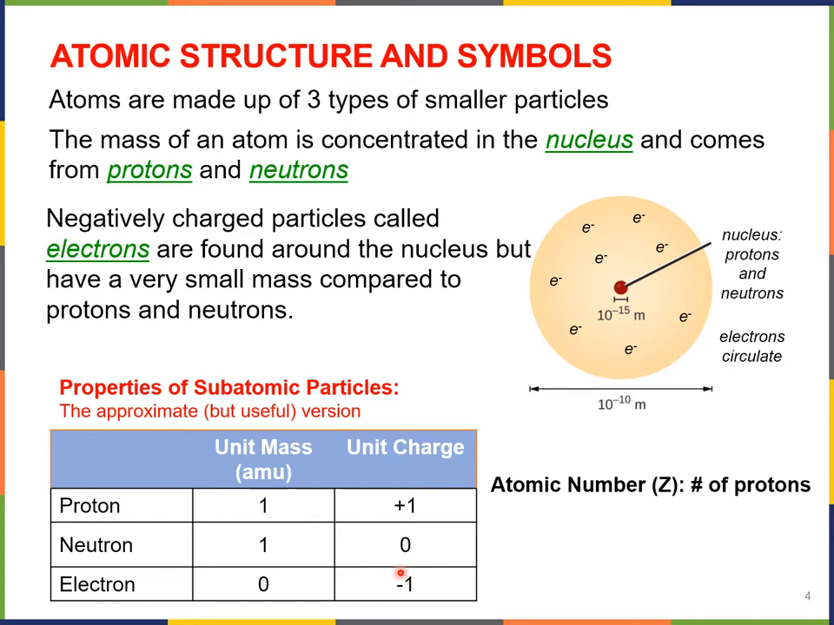Using these values, we can define some further properties of atoms. The atomic number, which we abbreviate as Z, is simply equal to the number of protons. Each element has a characteristic atomic number, a characteristic Z. In other words, the identity of an element is established by the number of protons it has. An atom is an atom of hydrogen if it has one proton. An atom is an atom of carbon if it has 6 protons.